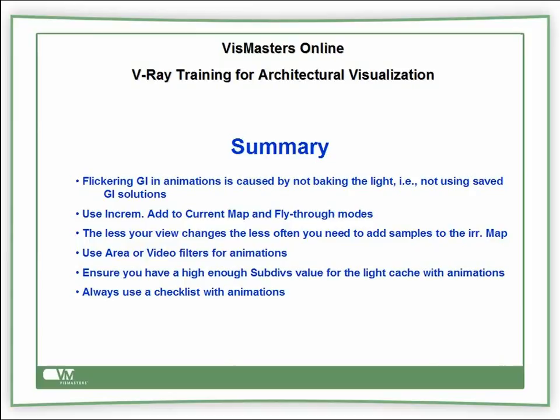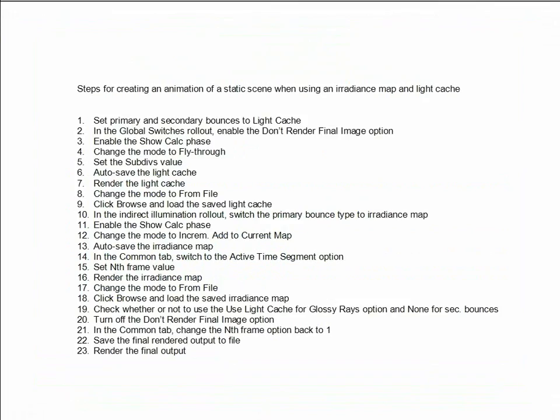When you calculate an irradiance map, remember that the slower your camera moves and the slower your view changes, the less often you need to incrementally add samples to the current map. So increasing the every nth frame value will reduce the number of frames for which you need to add samples, and this will therefore reduce your rendering times. When you have large animations to create, consider using a third-party rendering farm. But whether you use a third-party rendering farm or render out animations completely in-house, you should always use a checklist to prevent missing a critical step that would certainly lead to failure in the rendering process.